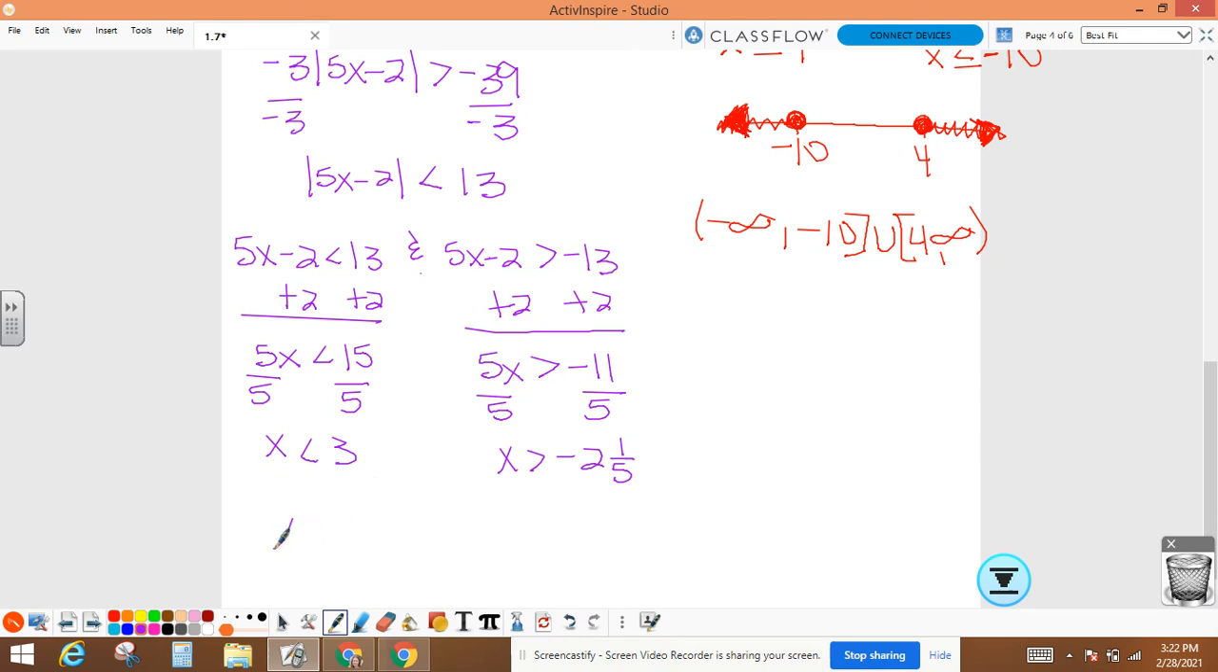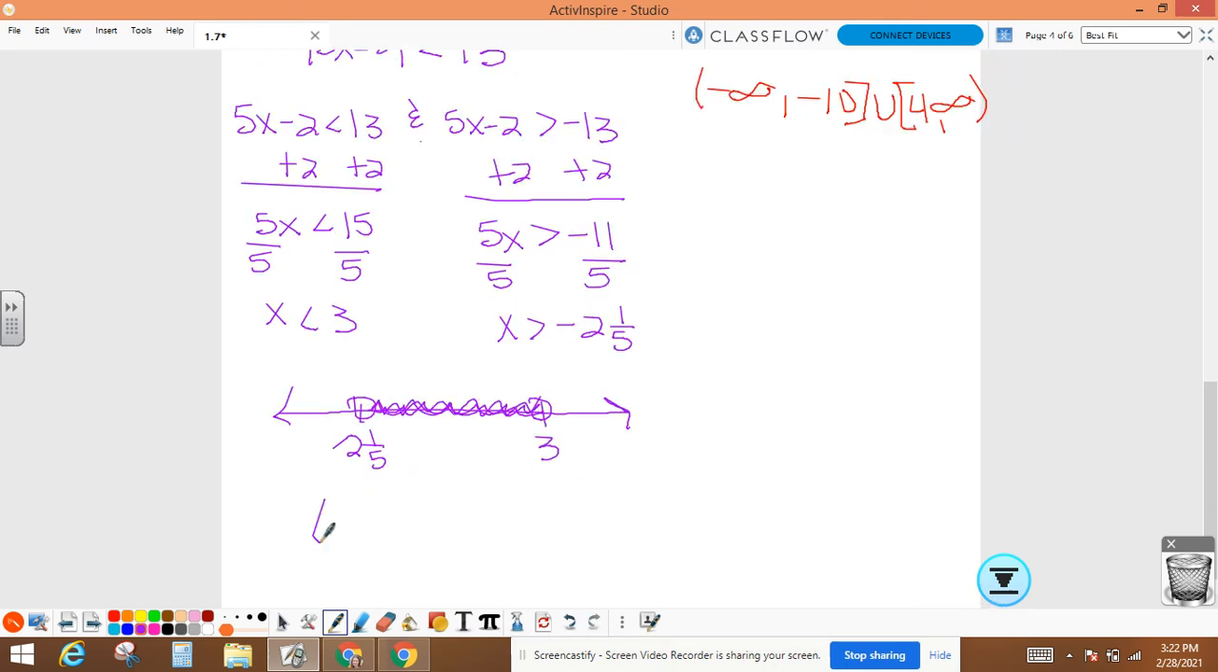All right, so on a number line, we have negative 2 and a 5th, and then 3. Both of those are going to get an open circle. We want to be smaller than 3 and bigger than negative 2 and a 5th, so we're going to fall in between. And that means our interval notation is going to be parenthesis, negative 2 and a 5th, comma 3, parenthesis.